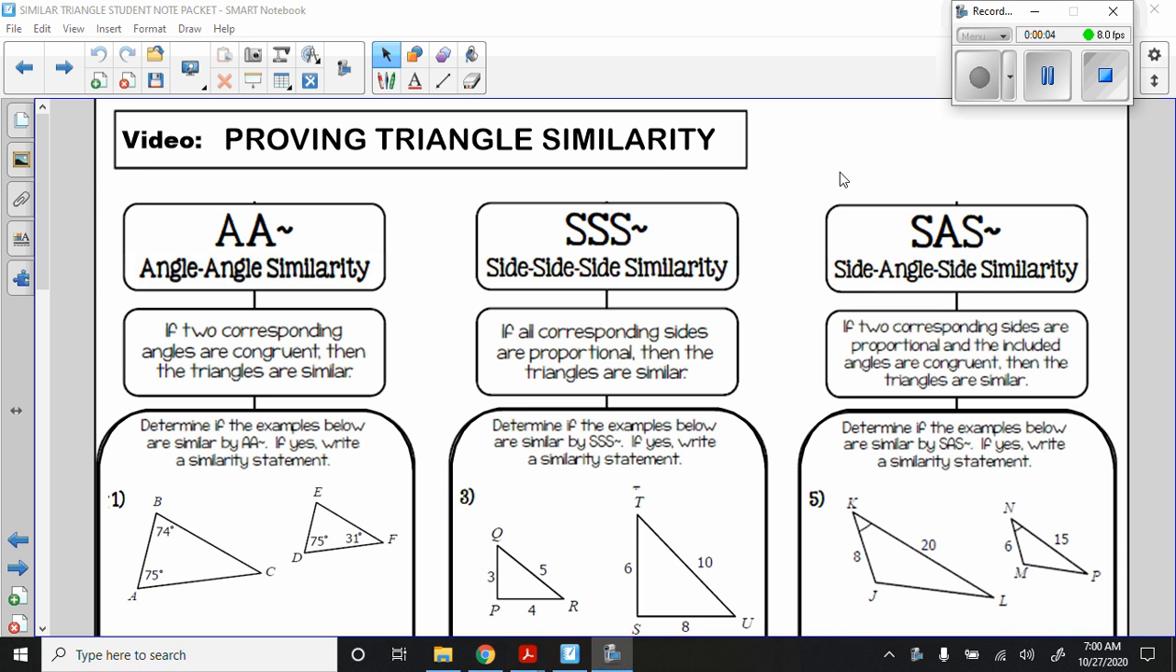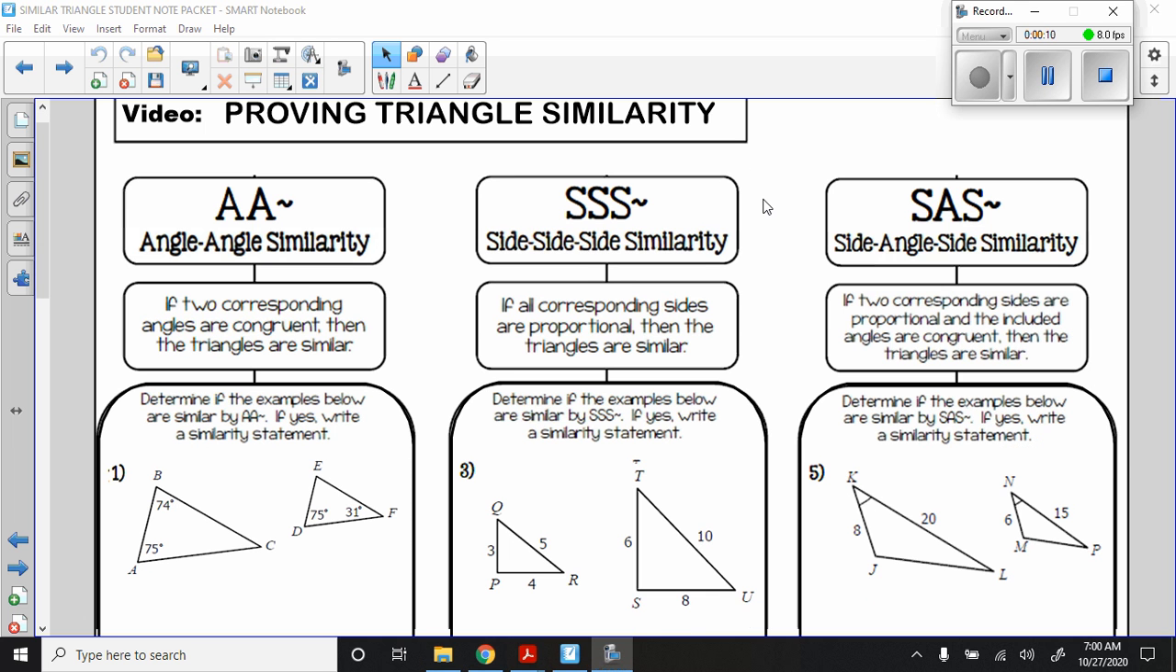All right, proving triangle similarity video. So we have to look and see if two triangles are similar and tell them the reason. Here are three checks, or three ways to say triangles are similar.